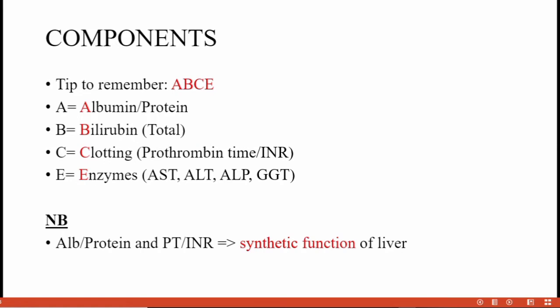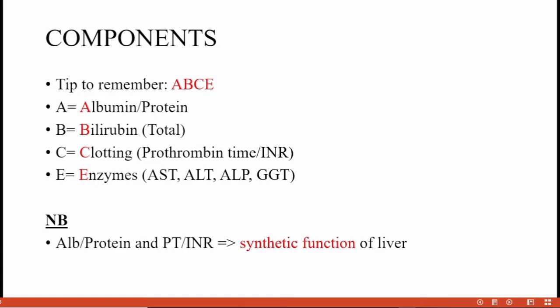So what are the components of liver function test? I simplify it in this abbreviation ABCE. The A represents albumin or protein. The albumin is just part of the protein, so you may get a total protein and albumin aspect of it. Then we have bilirubin. The liver is supposed to conjugate unconjugated bilirubin so that it can be excreted by the kidney. So if the liver is dysfunctional, that function of the liver will be impaired, and bilirubin will pile up in the blood.